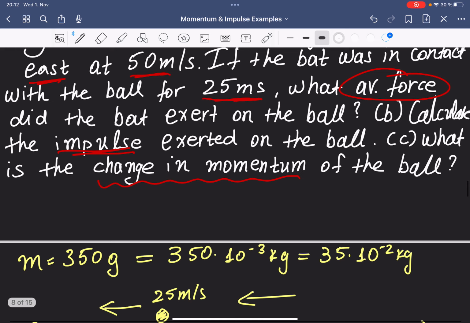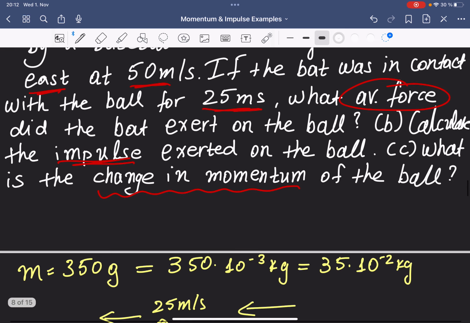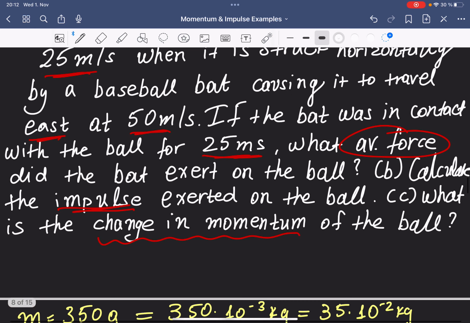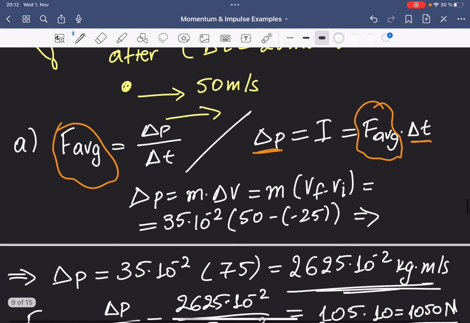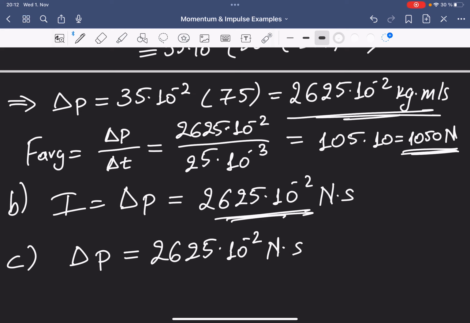Now C is asking for the change in momentum of the ball. What is the change in momentum of the ball? So the change in momentum, the delta P, is going to be equal to the number that we calculated before. So in other words, 26 times 10 to the minus 2 newtons per second.